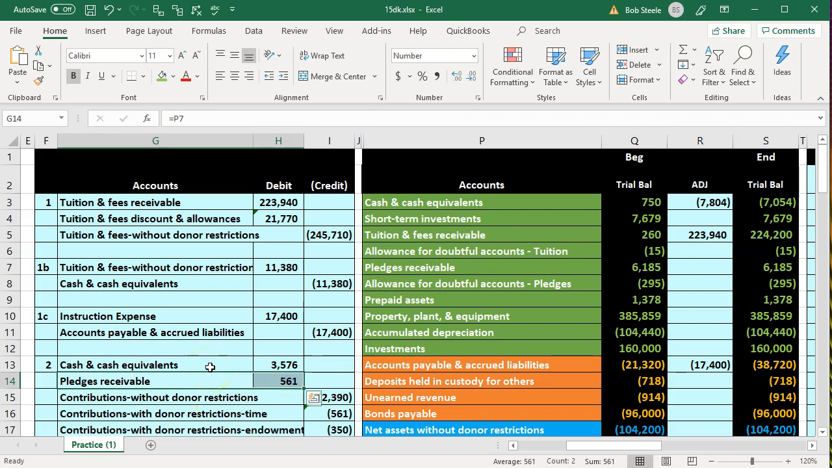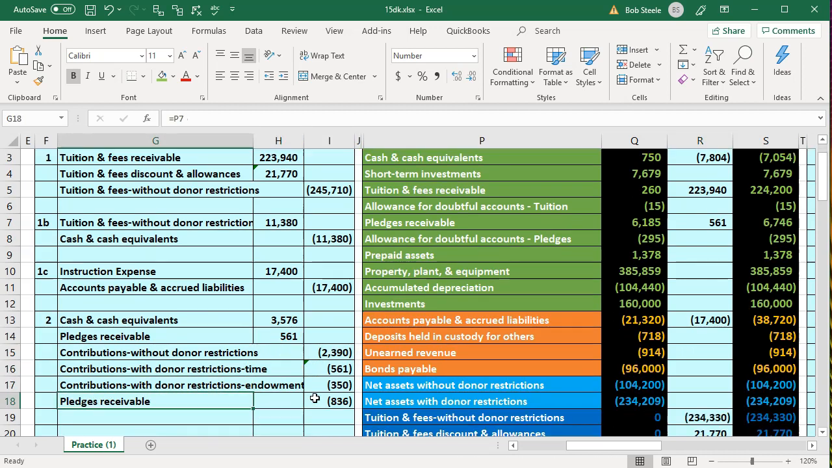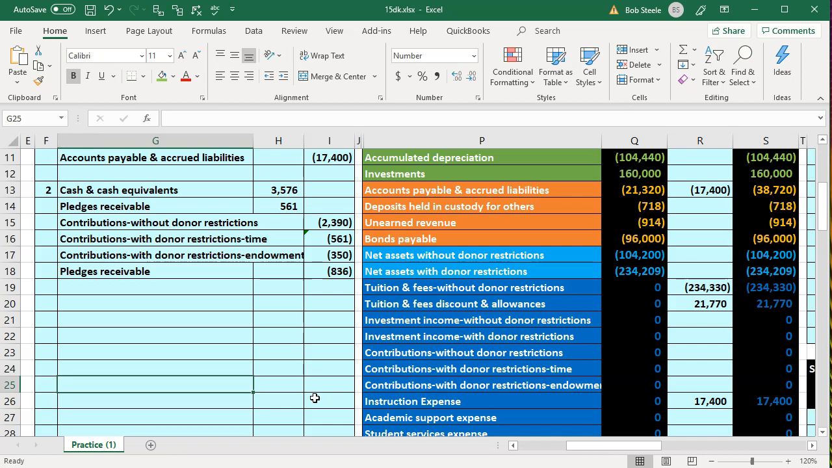Next, we have the pledges. That's going to be the pledges receivable. So we'll pick up the pledges receivable, and that will be in cell R7. So within R7, we're going to say equals, and we'll pick up the receivables of the 561. Then we have the contributions without donor restrictions. So that's going to be in the kind of income statement type of accounts. Contributions without donor restrictions in R23, where we will say equals, scroll up to that 2,390 and enter.